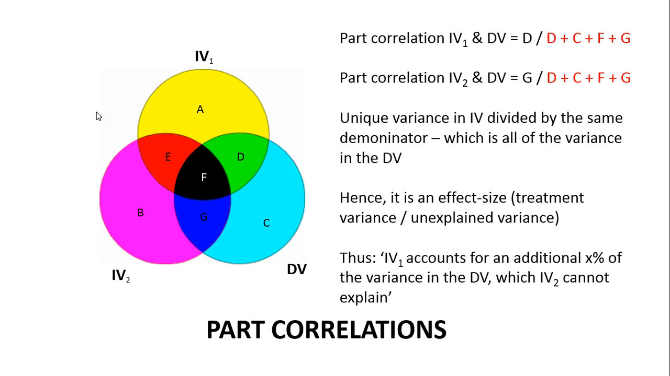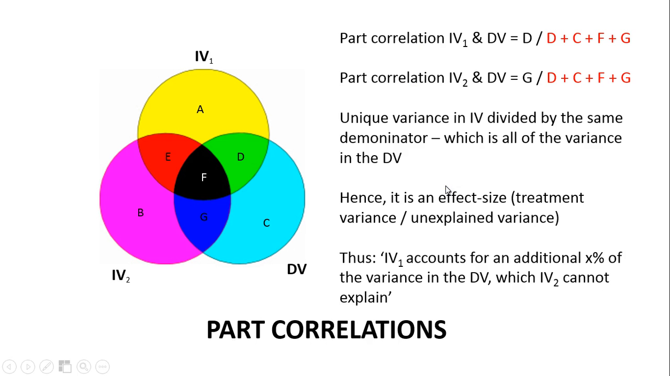So here the part correlation, on the other hand, is the unique variance between an IV and a DV over all of the variance in the DV. So for IV1 it will be D over D plus C plus F plus G. For IV2 it will be G over D plus C plus F plus G. So this means that the denominator is the same for all of the IVs, so you can actually compare the part correlations for different variables. And you actually square these and you come up with an effect size. Because you can compare them, you can use it as an effect size and see which variable explains the most variance in the DV.